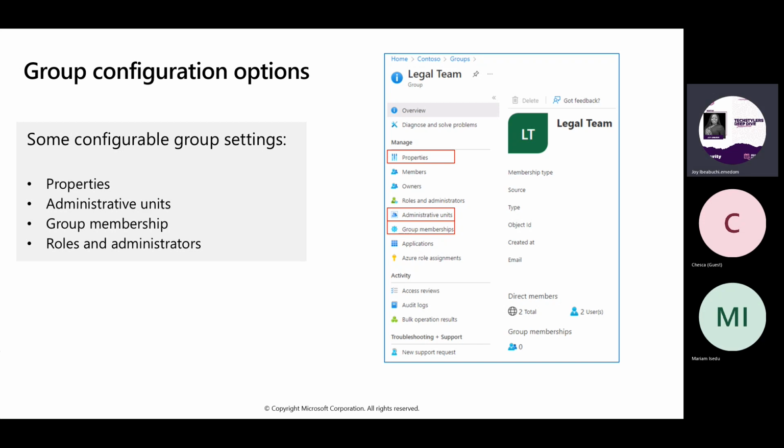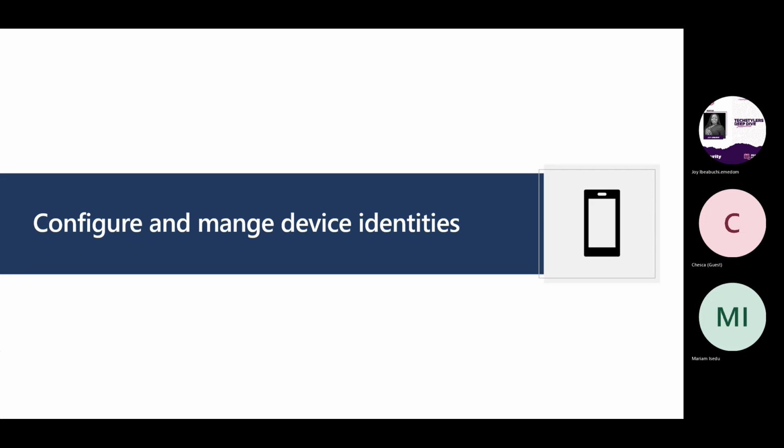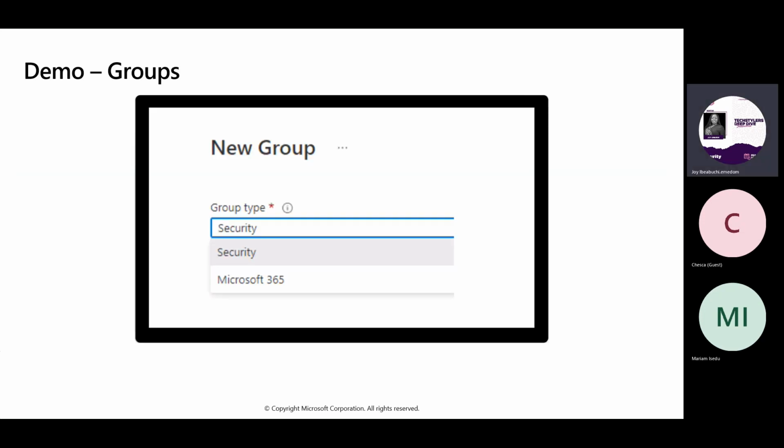Some of the configuration options in groups are properties, administrative in group membership, roles, and administrator, which we'll see once we go and create a group. Any questions, please? Okay, so Madam Franca, again, you share your screen so that we can create a group.